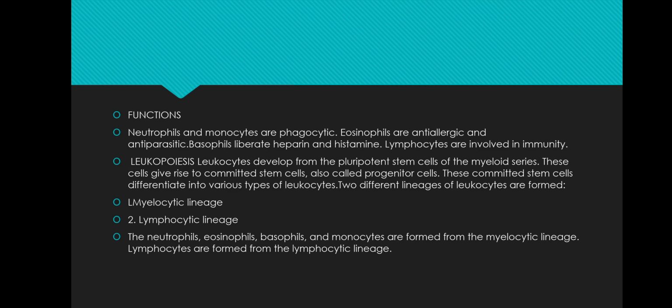Two lineages of leukocytes are formed by this differentiation: the myelocytic lineage and the lymphocytic lineage. Neutrophils, eosinophils, basophils and monocytes, these four, are formed from the myelocytic lineage, and the remaining one, lymphocytes, is formed from the lymphocytic lineage.